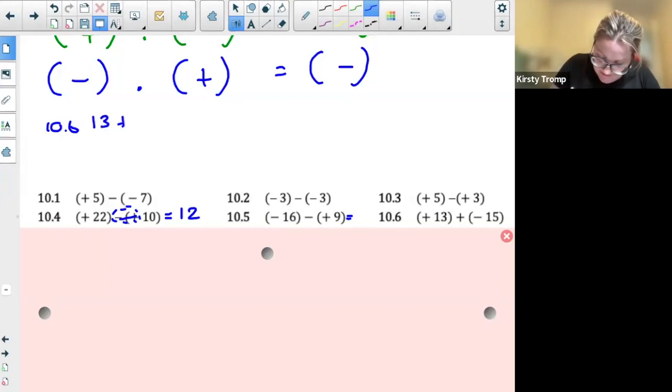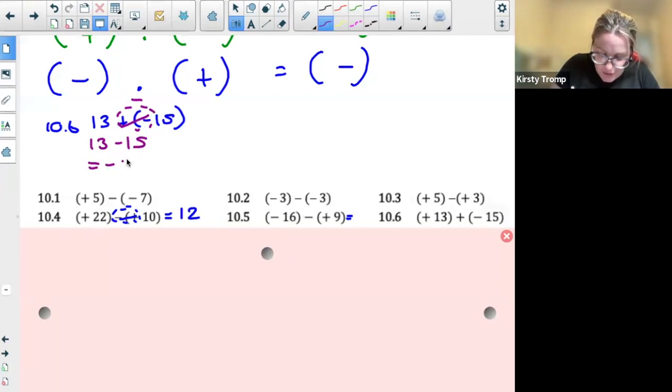Ma'am, when you said in our notes that the positive times the negative will be equal to a negative, I wrote positive 13 minus 15, which is negative 2. Well done, you are amazing. You could use your calculator to get that, or you could have rearranged it. You could have said -15 plus 13, which gives you -2. Well done. Yes, ma'am. Thank you.